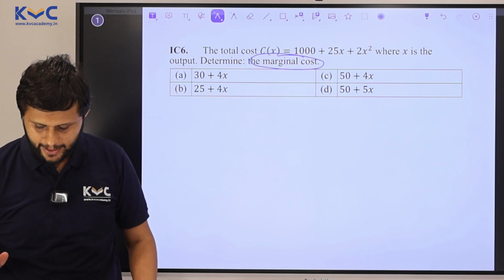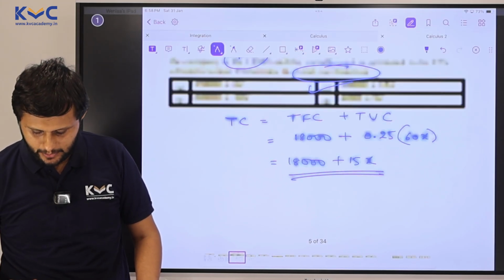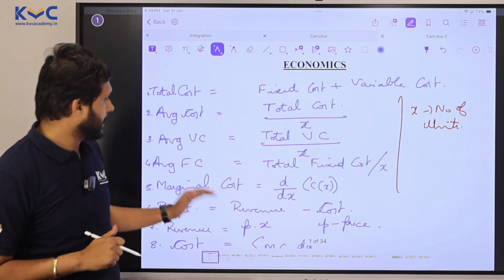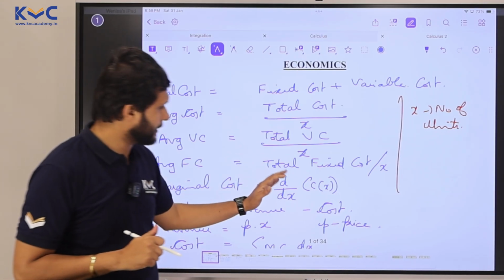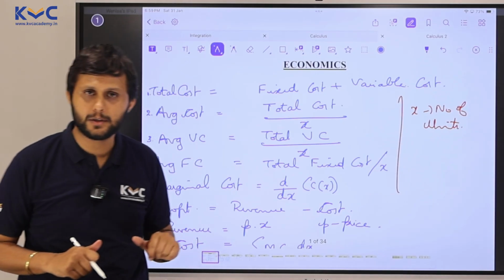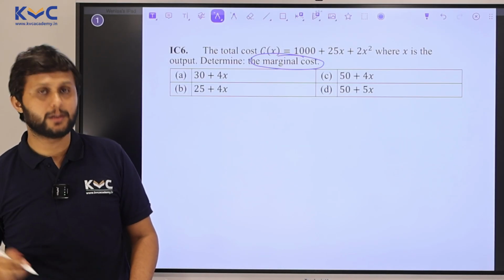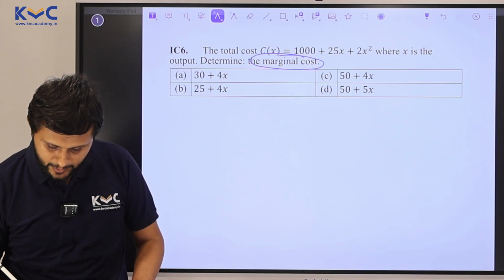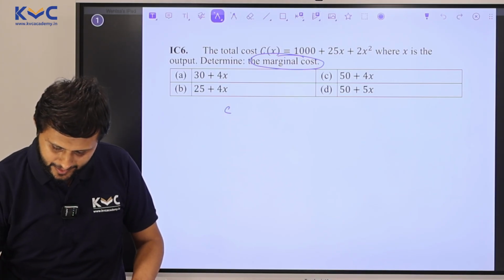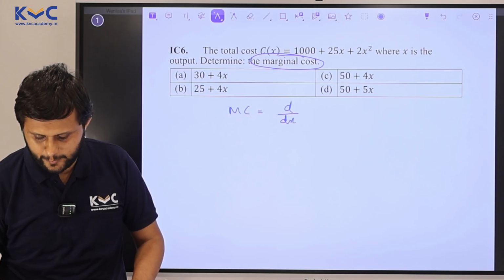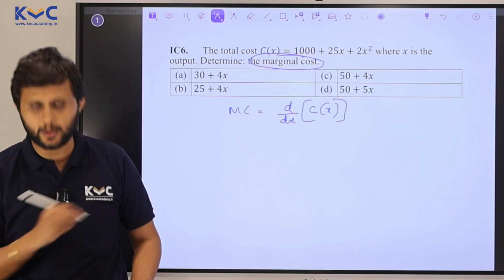Marginal cost, and I told you I'll go back whenever you need assistance. Where do we have marginal cost? Marginal cost is the differentiated value of the cost function. So it is simple differentiation. First we have the cost function, or we'll directly write, marginal cost is equal to d by dx of C of x. Correct? Cost function.